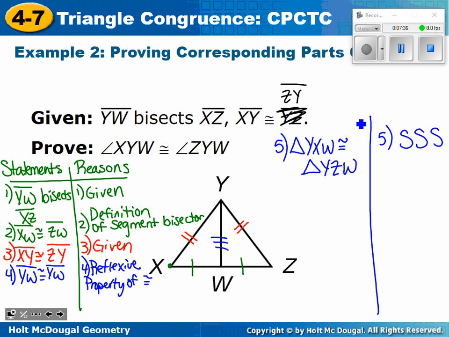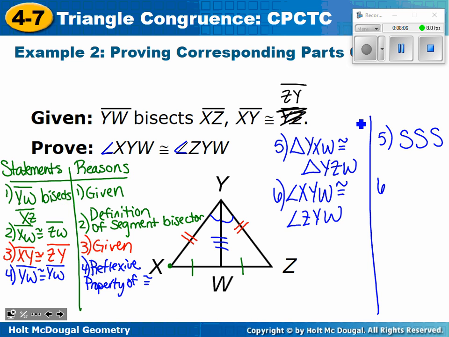Now that they're congruent, we can say, and notice what they told us to prove, an angle is congruent. Be careful you don't see that as a triangle symbol. Sometimes it's easy to get confused. Are they saying angle or triangle? Because they're close, but it's angles. So we go a step further to say angle XYW is congruent to angle ZYW. And XYW and ZYW are just those corresponding angles.